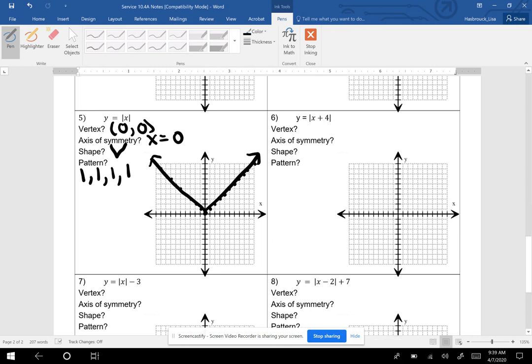For number 6, y equals the absolute value of x plus 4. So our vertex, remember we use the opposite for x, which means it's going to be a negative 4. There's no y value listed, so we use 0. For the axis of symmetry, it's x equals negative 4. It's an absolute value problem, which means it's a V shape, and our pattern is 1, 1, 1, 1. So I go to negative 4, 0, and put a dot. Now from here, I just use our pattern, 1, 1, 1, 1. I extended it as far as I could. I'm going to draw my lines with arrows, and I'm done.